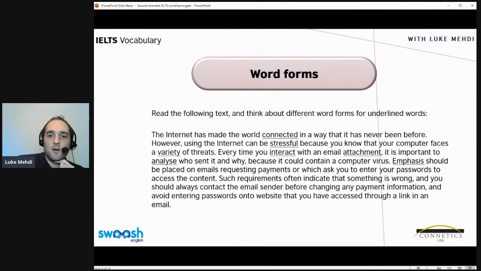Okay, connected. What kind of word is that? The internet has made the world connected in a way. The connected world. What kind of word form? Is it a noun? Is it a verb? Is it an adjective? Connected being used here. How is that word being used?